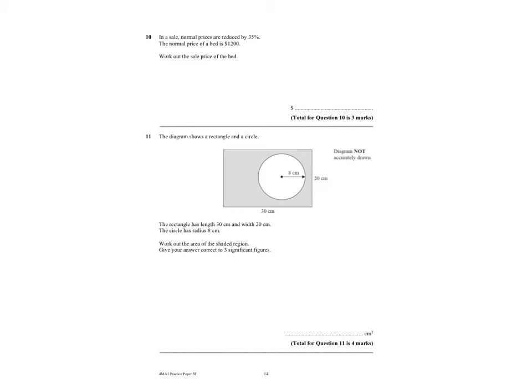Question 10. In a sale, normal prices are reduced by 35%. The normal price of a bed is 1,200. Work out the sale price. Well, if we have 100% and we take away 35%, we're left with 65%, because that makes 100. So we want to find 65% of the number. 65% as a decimal is 0.65. So 1,200 times 0.65 is $780.